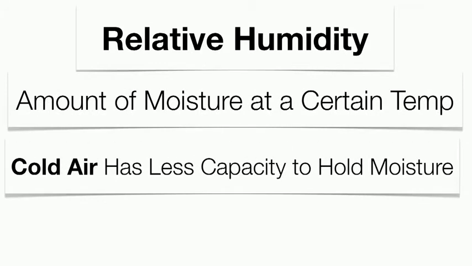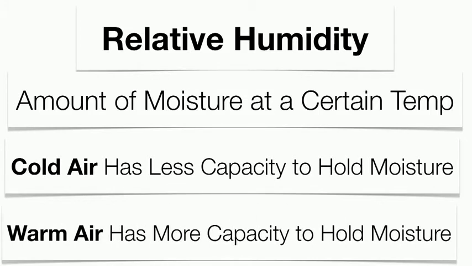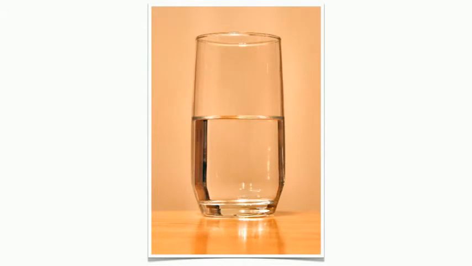Well, relative humidity is the amount of moisture that the air is holding at a specific temperature. Cold air has a very different capacity to hold moisture than warm air does. We'll explain why that is a little bit later on. When you talk about humidity, humidity is always a percentage.